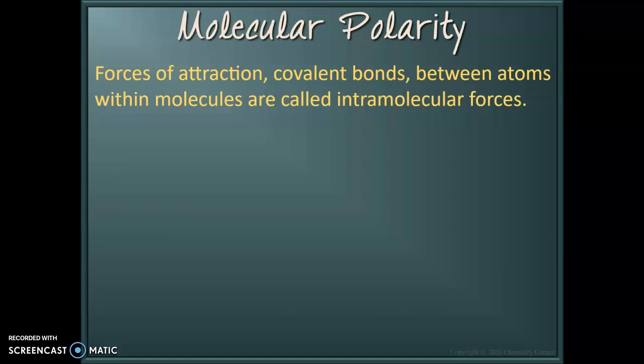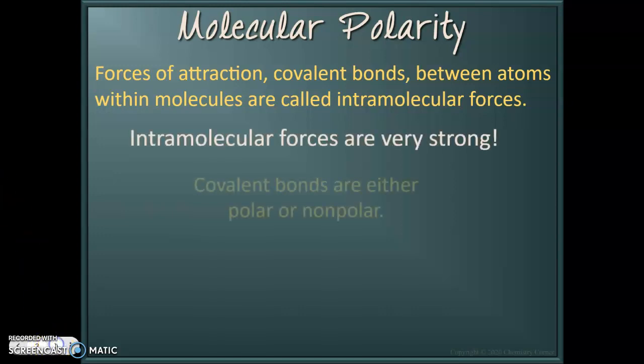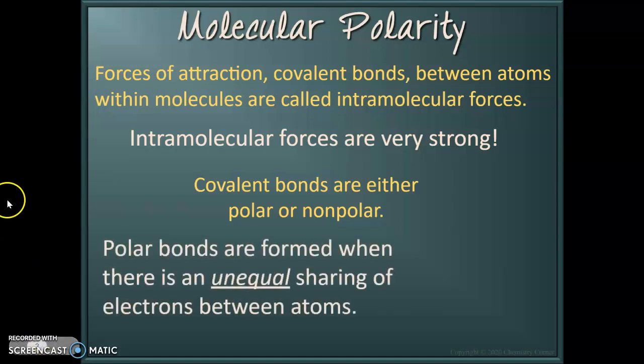Forces of attraction, like covalent bonds between atoms within molecules, are those intramolecular forces. Again, these are the bonds between the elements, and they are very strong. When we have covalent bonds, we can classify them as either being polar or nonpolar. That is our objective for today, being able to classify those bonds as being polar covalent or nonpolar covalent. The other bond choice is ionic, but we've already talked about ionic bonds.